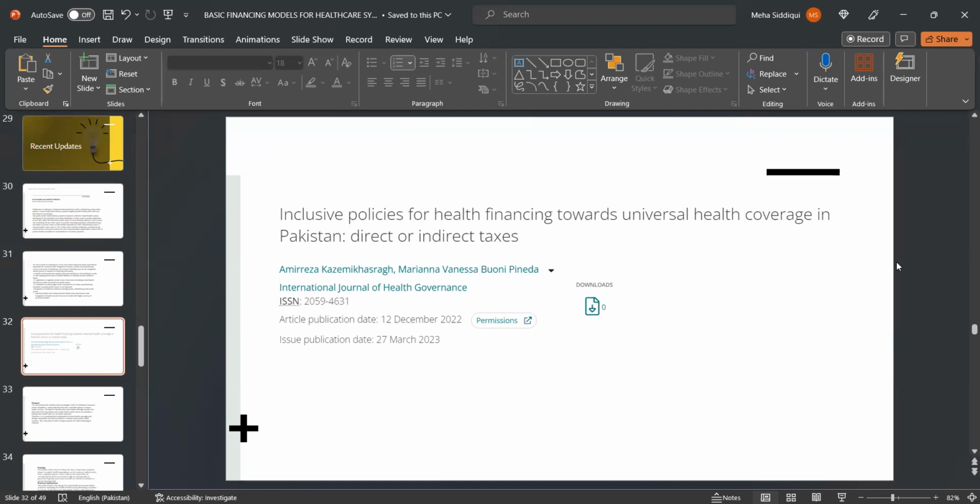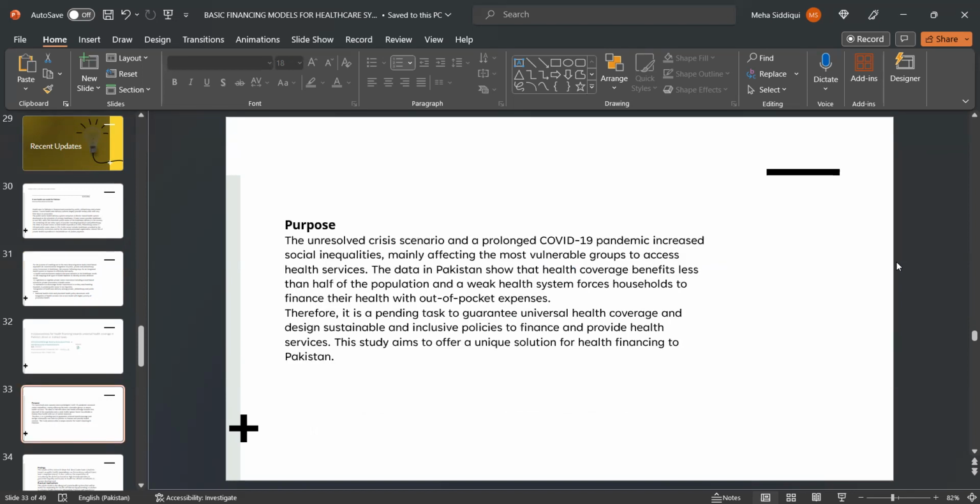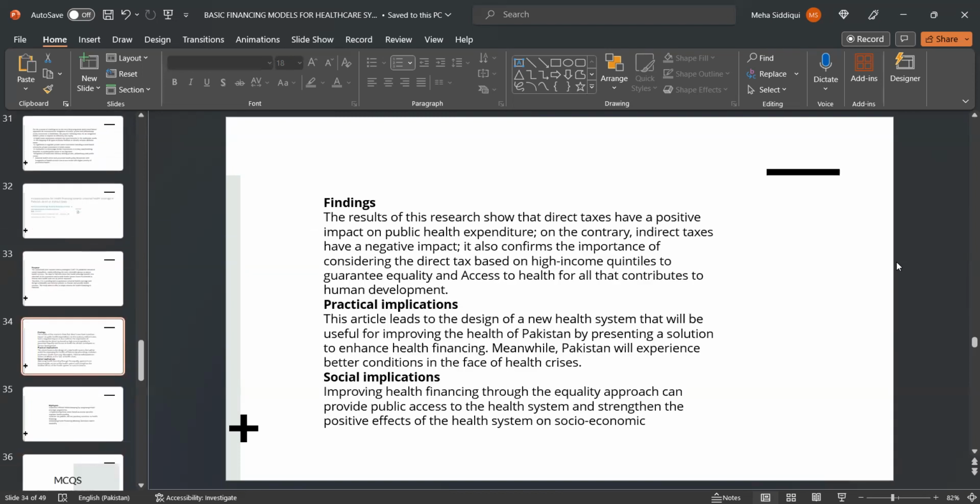Now, this is another article, "Inclusive Policies for Health Financing towards Universal Health Coverage in Pakistan: Direct or Indirect Access." The purpose of this article: the unresolved crisis scenario in the prolonged COVID-19 pandemic increased social inequalities, mainly affecting the most vulnerable groups' access to health services. The data in Pakistan show that health coverage benefits less than half of the population. A weak health system forces households to finance their health with out-of-pocket expenses. Therefore, it is a pending task to guarantee universal health coverage and design sustainable and inclusive policies to finance and provide health service. So the aim of the study is to offer a unique solution for health financing to Pakistan.